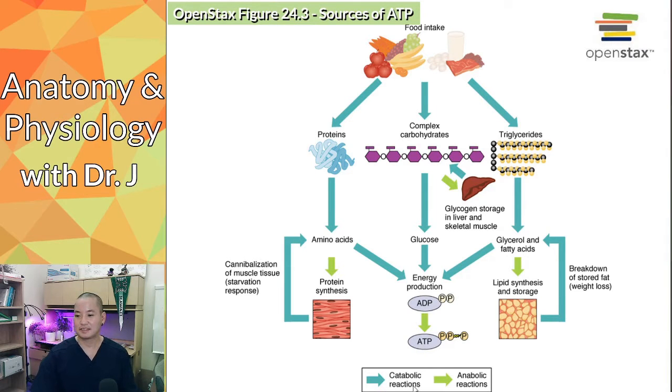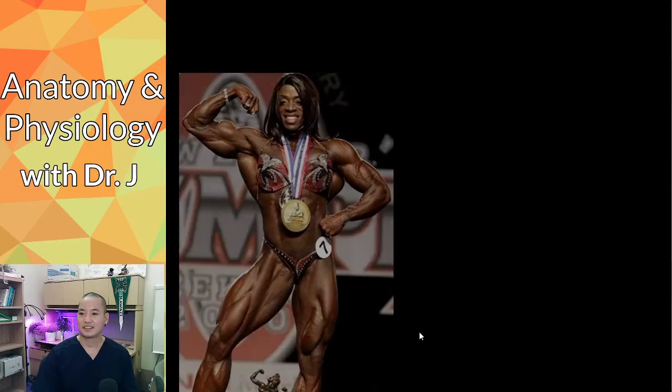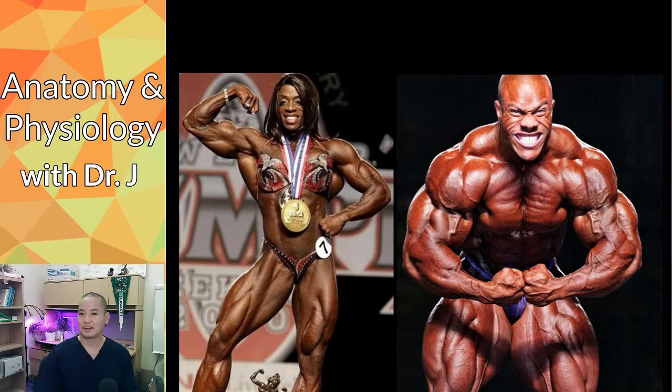And you might see these two terms, catabolic and anabolic. So let's look at these two people. They're probably allegedly on steroids, but are they on anabolic steroids or catabolic steroids? Let's ask the chat. Or who knows, maybe they have really good genes and myostatin mutations. But yeah, anabolic or catabolic?